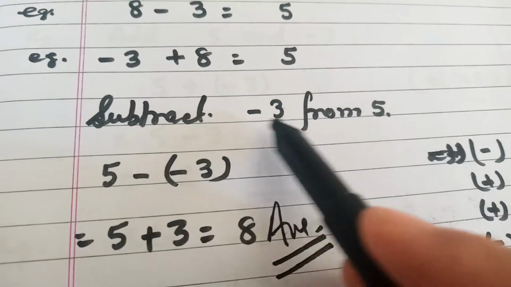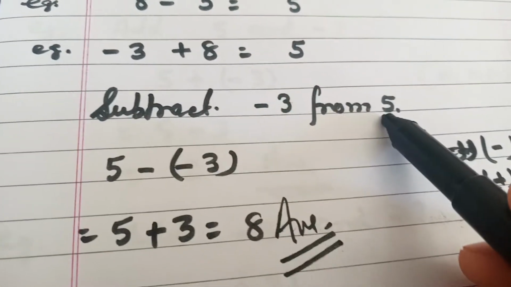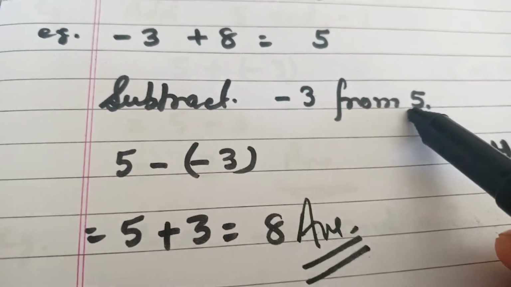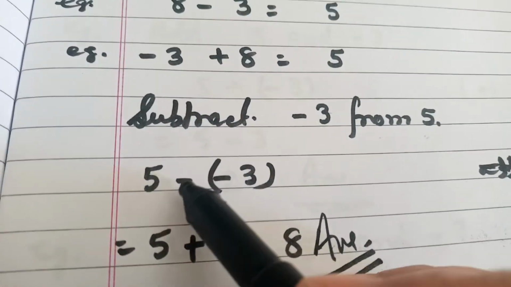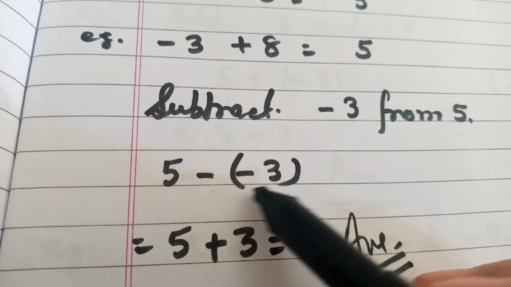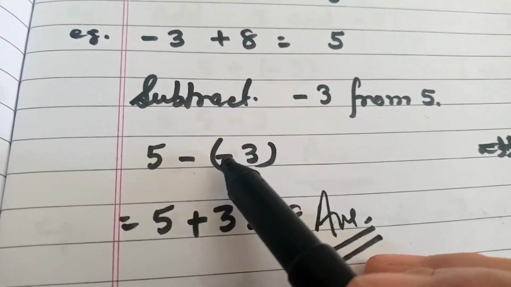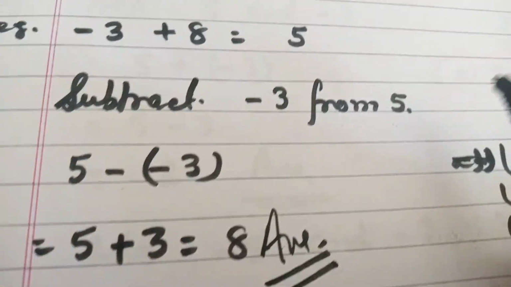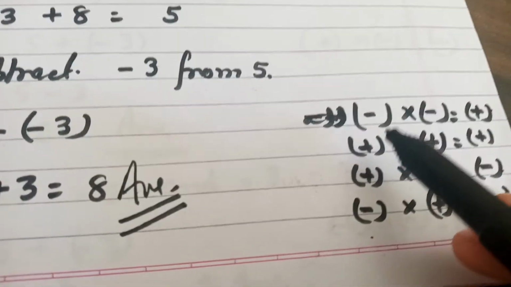Subtraction. Subtract -3 from 5. From 5 means we will write 5 first and subtract. What we have to subtract? -3. So we will put the -3 in bracket. Minus and minus. For this we have to learn another rule of multiplication.